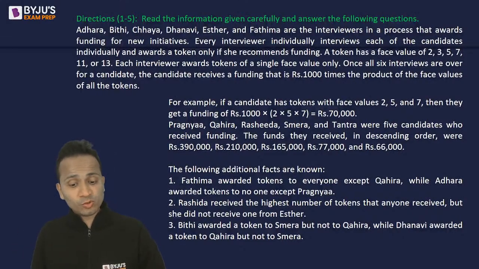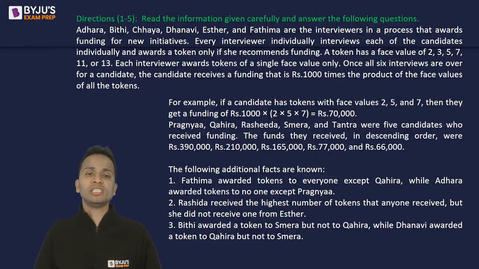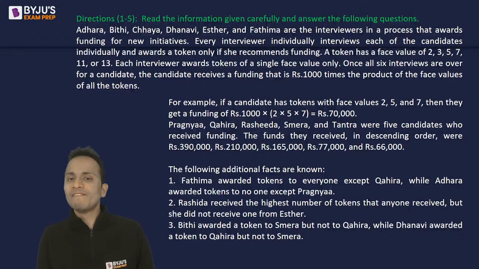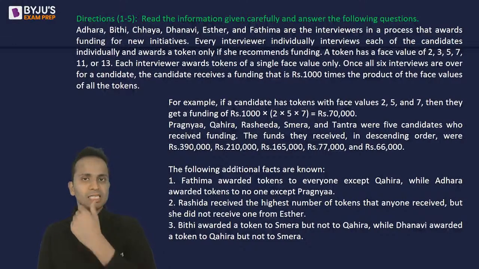Yes, Vedant, good observation that all these numbers were prime numbers. For example, they have mentioned an example. If a candidate has tokens of face values 2, 5, and 7, then 2 into 5 into 7, how much is it? It is 70. So that person will get a funding of 70,000 from these interviewers.